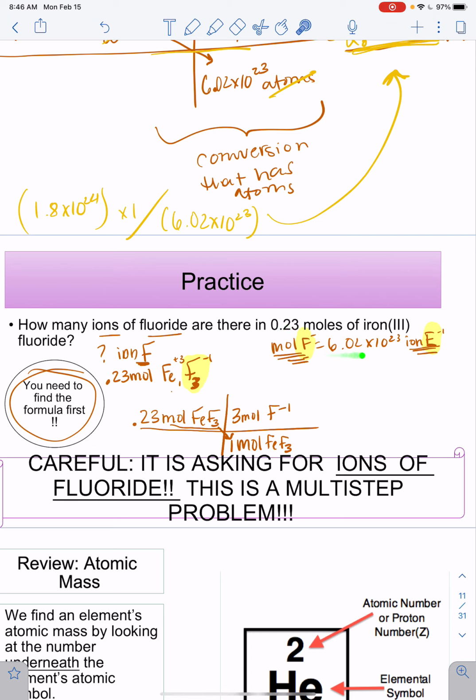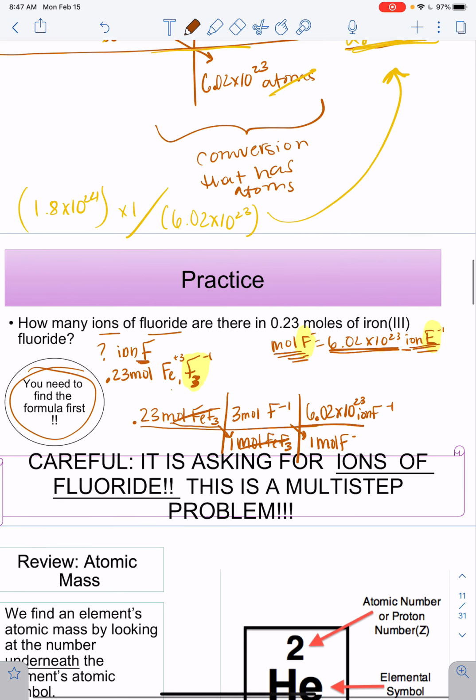So I can use this conversion factor I just taught you. And since I have mole of F on top, I'm going to put mole of F minus on bottom. And I can use Avogadro's number to get to ions because ion is just a piece, just a thing. So 1 mole of F is going to equal 6.02 times 10 to the 23rd ions of F. Now my mole of FeF3 cancels with my mole of FeF3. My mole of F cancels with mole of F, and I finally have 1 unit left, which is ion of F minus. And that is what I'm being asked for.